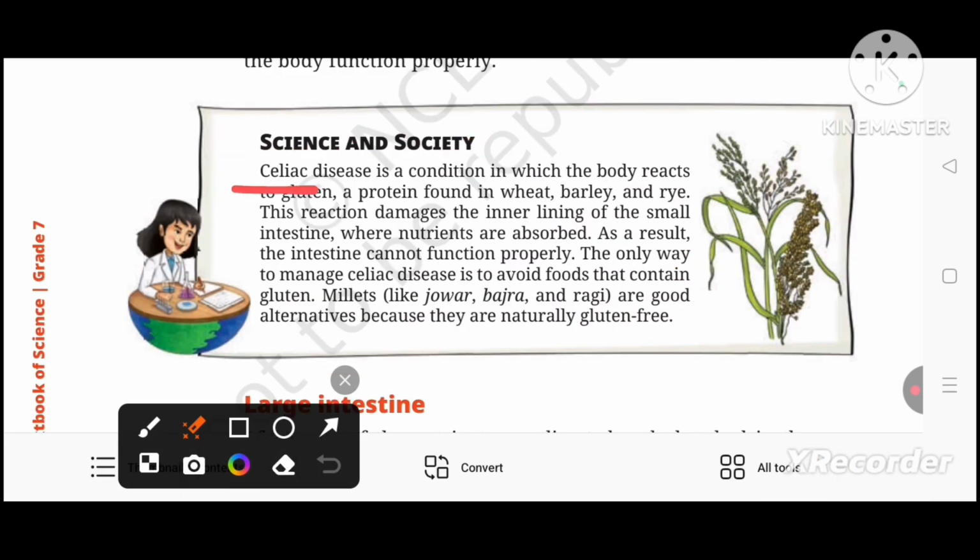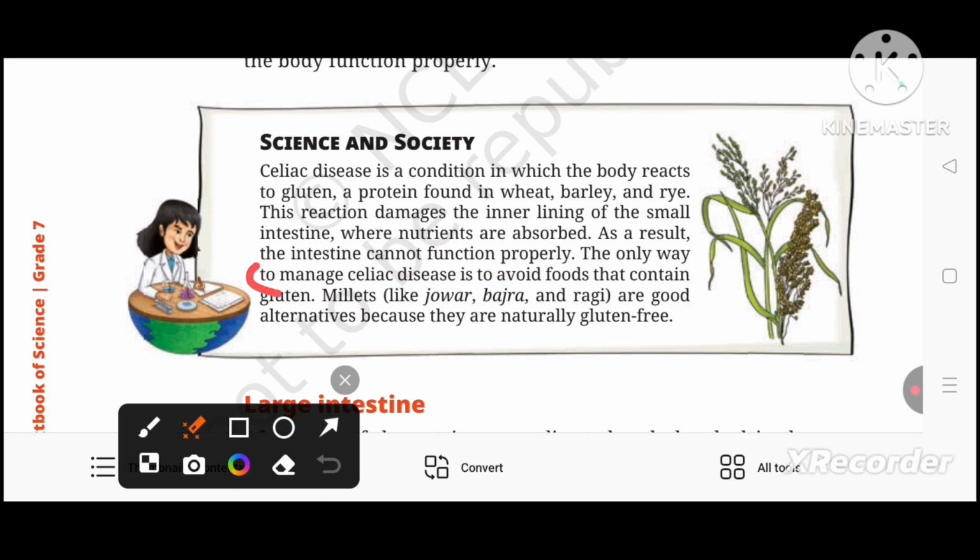Science and society. Celiac disease is a condition in which the body reacts to gluten found in wheat. Gluten is a type of protein found in wheat, barley, and rye. This reaction damages the inner lining of the small intestine where nutrients are absorbed. As a result, the intestine cannot function properly.